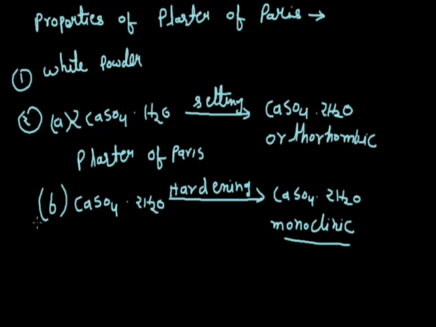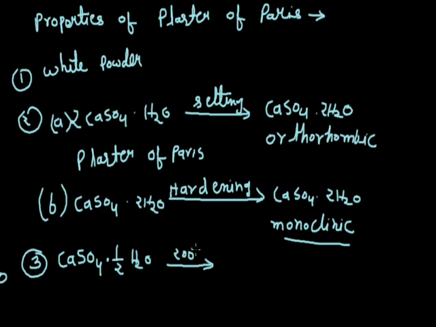Now the next important property, the third one, is that if plaster of Paris is heated at 200 degrees centigrade, it forms anhydrous calcium sulfate, which is known as dead burnt plaster. It has no setting property as it takes up water only very slowly. CaSO4·½H2O, when heated above 200 degrees centigrade, will be converted into dead burnt plaster, that is CaSO4. It is also called dead burnt plaster.